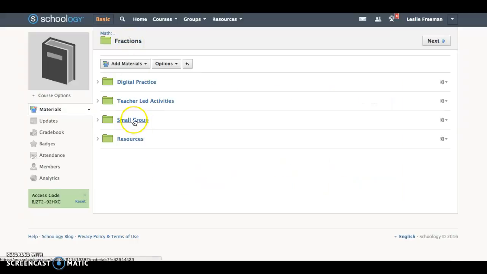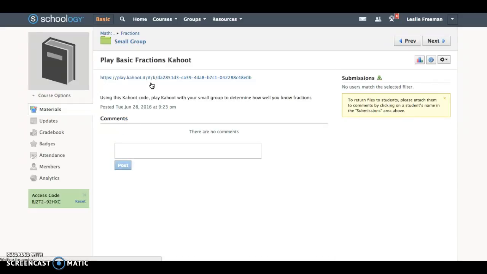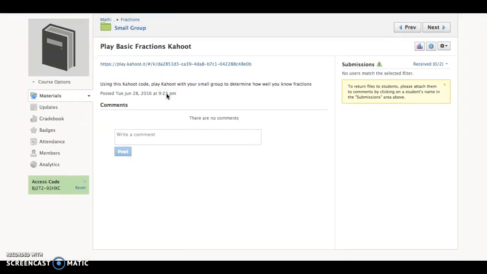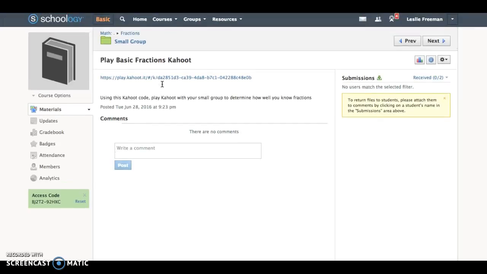So I'm going to move back to fractions and go down to small group. Okay, looking here at small group, one of the first things I have is Play Basic Fractions Kahoot. This is that online game Kahoot in which students will play together to practice their fraction skills. So they'll click on the link, they'll get the code that will go with their game, and all of them will enter it in, and then they will be able to play together.